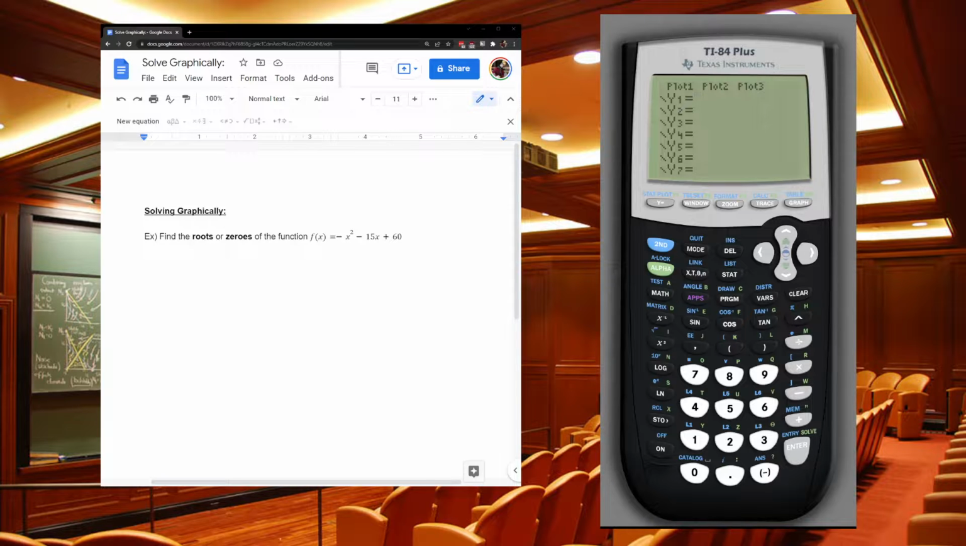I know that this is a parabola, so I know that I'm looking for two places where it intersects, but you might not know that just looking at the function, and that's okay. So I'll show you how to kind of test the waters a little bit as well.